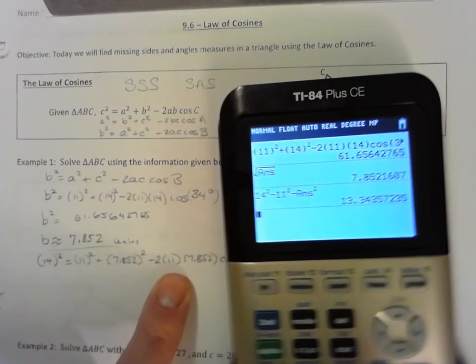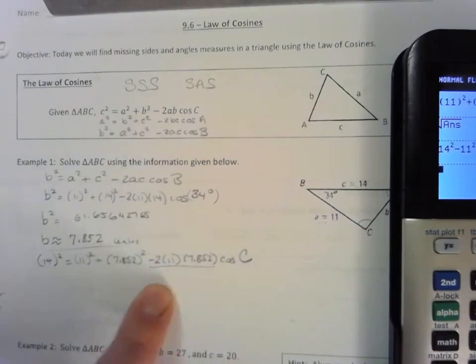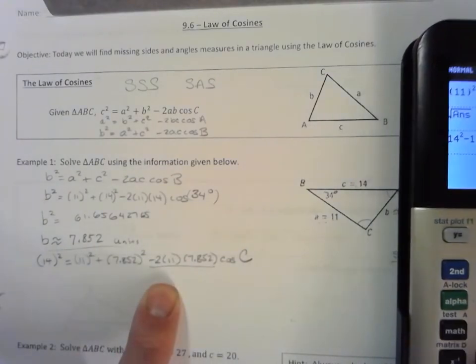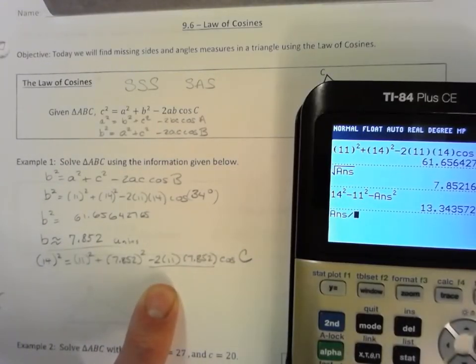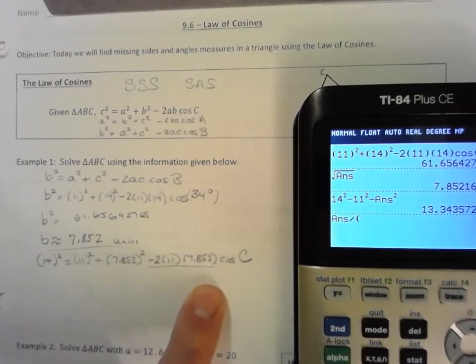Okay, then I'm going to need to take care of this. I need to divide this. So I'm going to hit divided by, and I'm going to start a parenthesis here because I have a large expression coming in. Negative 2 times 11 times my answer.